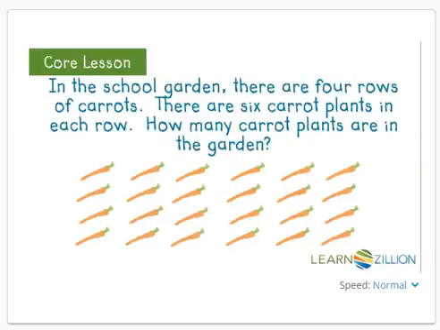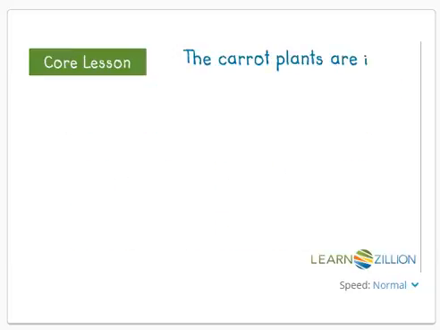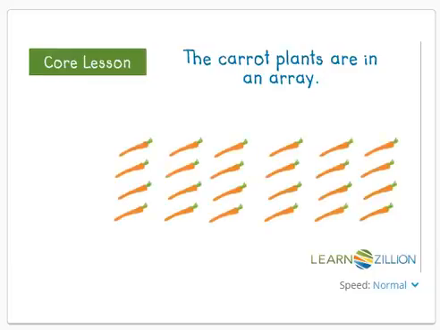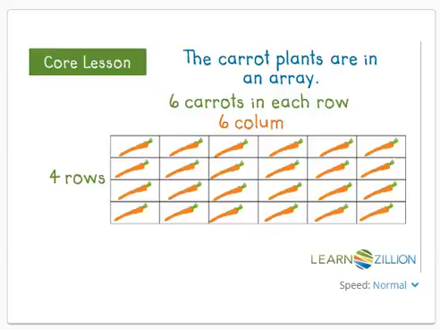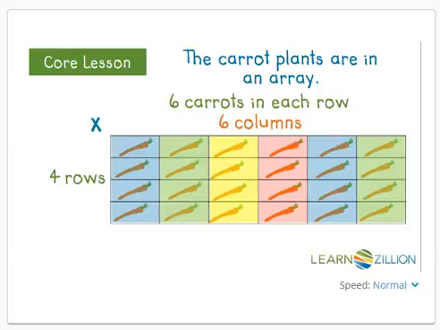Let's try to solve the carrot problem and figure out how many carrot plants are in this garden. The carrot plants are in an array. Each group is in a row. There are 4 rows with 6 carrots in each row. That means there are 6 columns. In an array, the columns go down. This array is 4 rows by 6 columns, 4 groups of 6 carrots.